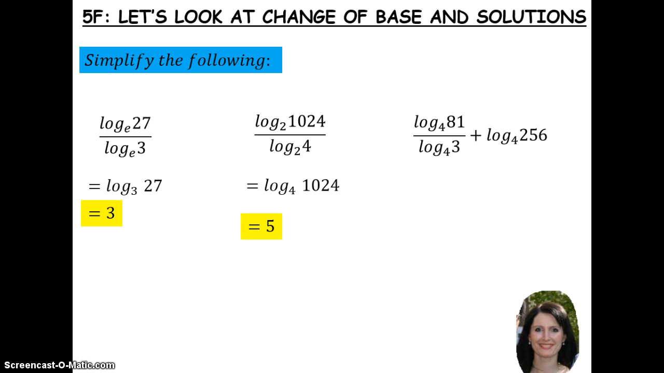What about this one here? Log_4 81 over log_4 3 plus log_4 256. Let's make it log_3 81 because we want to get rid of the divided by log_4 3. So log_3 81 divided by log_3 3 will give us just log_3 81, because log_3 3 is 1, plus log_4 256. We still don't have the same base for those ones. But we know that 3 to the power of 4 is 81 and 4 to the power of 4 is 256. So 4 plus 4 equals 8.